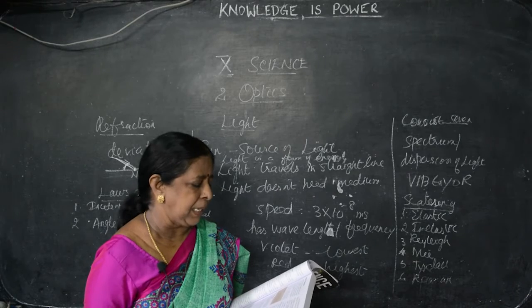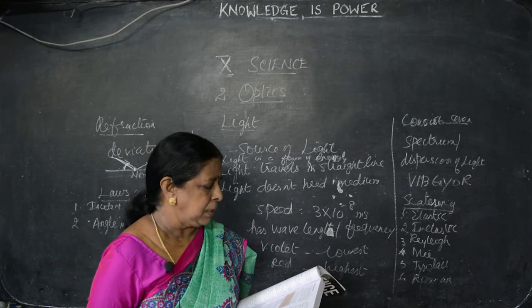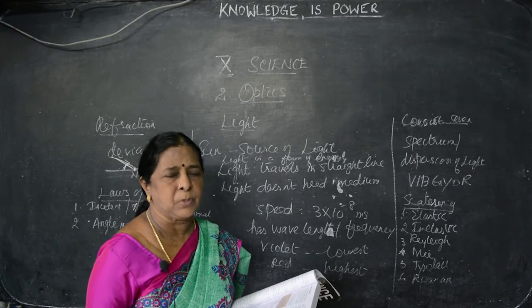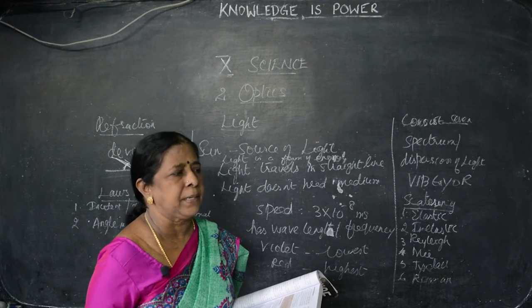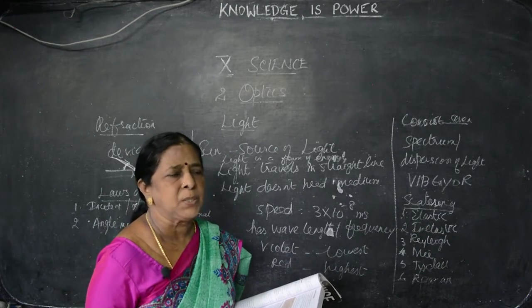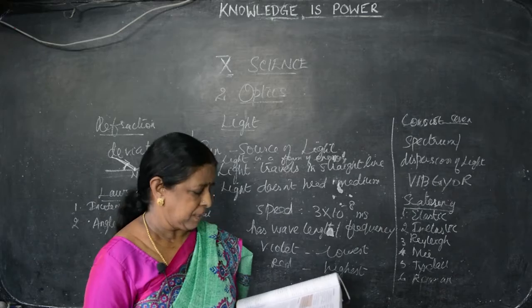The scattering of light rays by the colloidal particles in the colloidal solution is called Tyndall scattering or Tyndall effect. Colloidal is a kind of solution. That is, the solution is not clear. It is in the form of suspension. When the light rays pass through that, it is known as what? Colloidal scattering, otherwise known as the Tyndall effect.